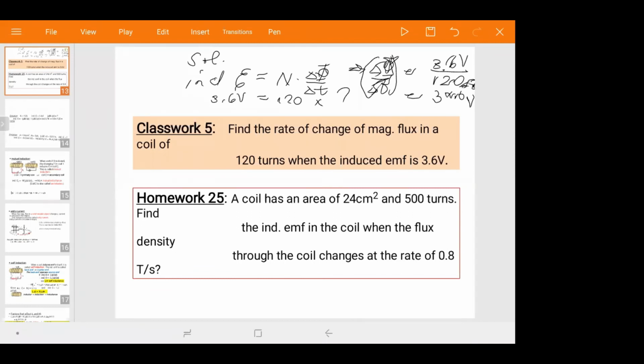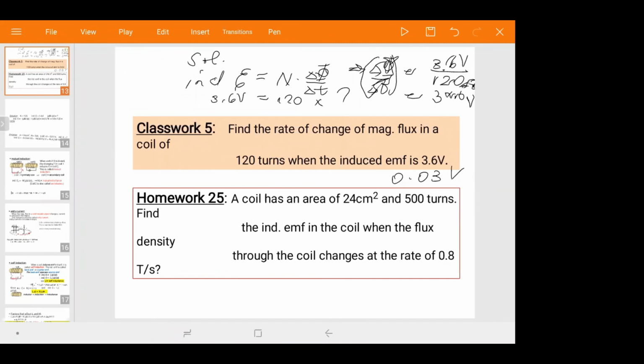By the way, we got our answer here. The answer to this simple question is the rate of change of flux is 0.03 volt. And then the unit for flux would be delta phi equals time. If you bring time to the other side, the unit is second. That means the unit of flux is volt second.